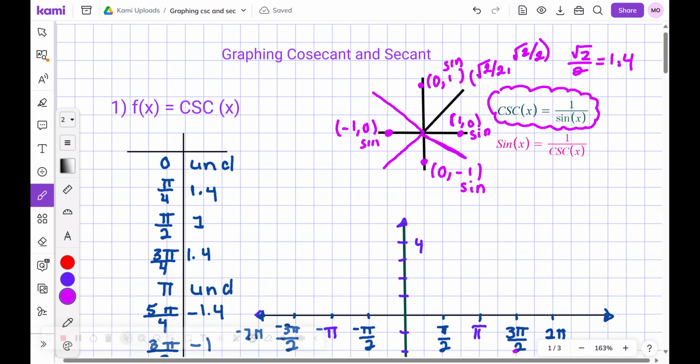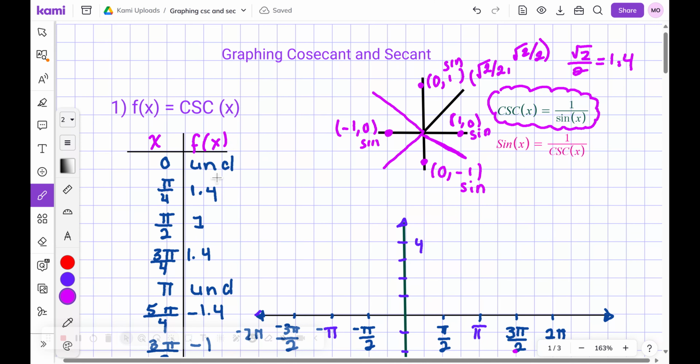This is my x and this is my f of x. So cosecant of 0 is 1 divided by sine of 0. Sine of 0 is 0, so 1 divided by 0 will be undefined. So cosecant is undefined at 0. Pi over 4, this is your sine.